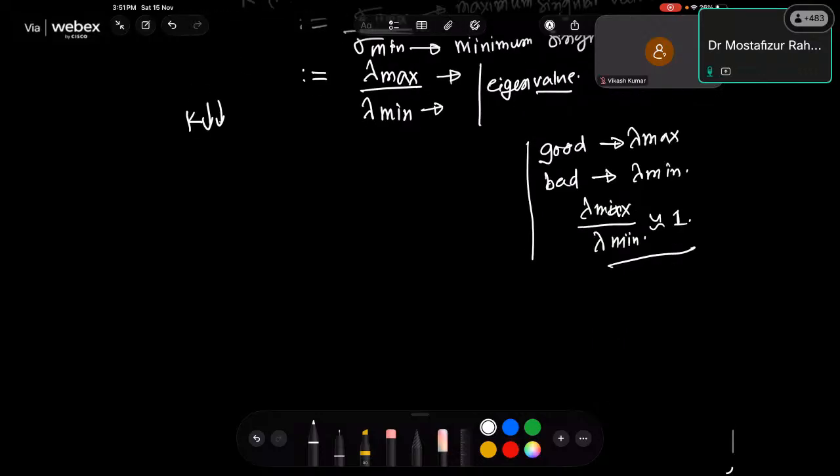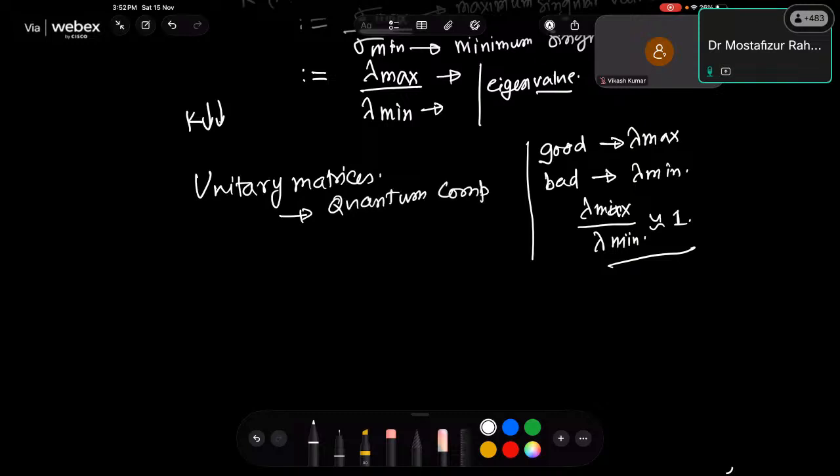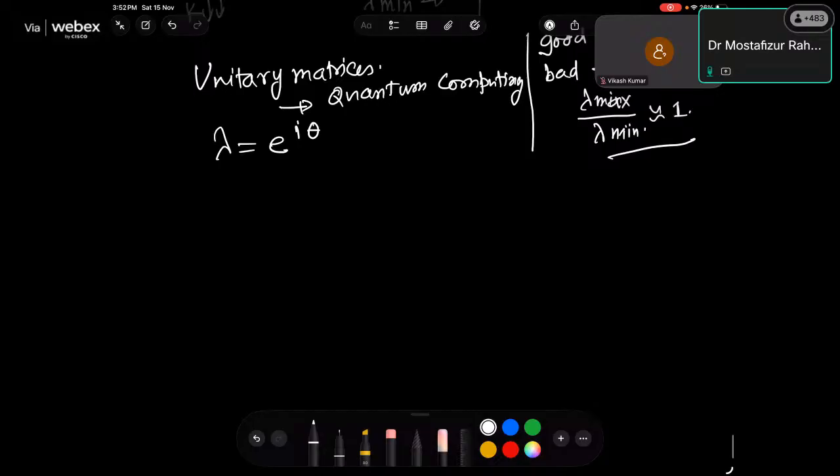One good part is for unitary matrices especially. Unitary matrices are like the foundation of quantum computations. All the operations in quantum computations for isolated quantum systems are unitary matrices. They have lambda with a nice representation, e to the power i theta. So that means basically all their lambda sits on a unit circle, whether it is lambda max, lambda min, or any other eigenvalue.